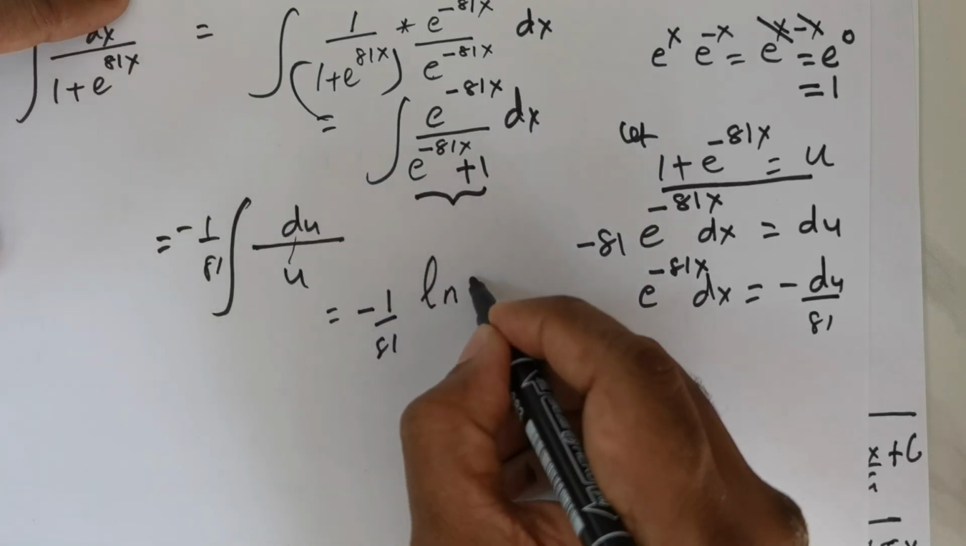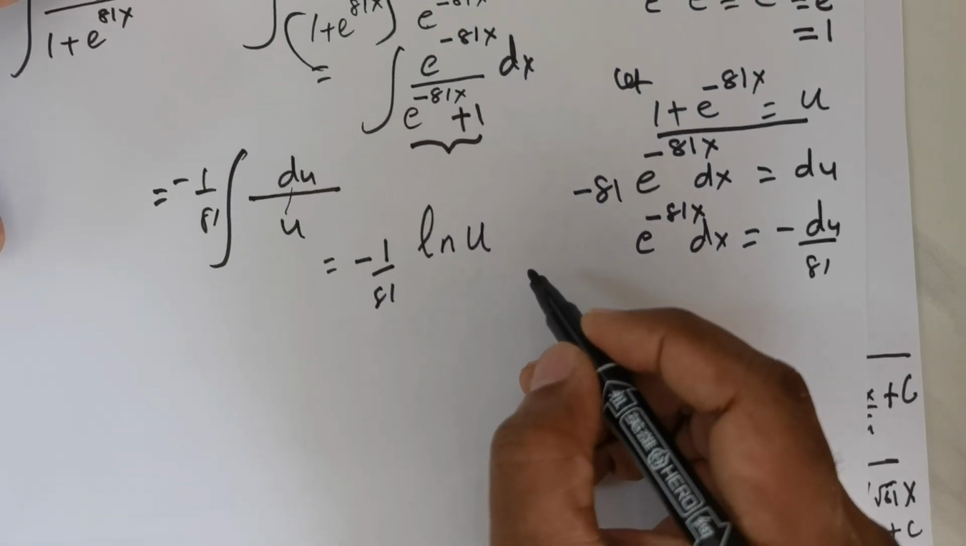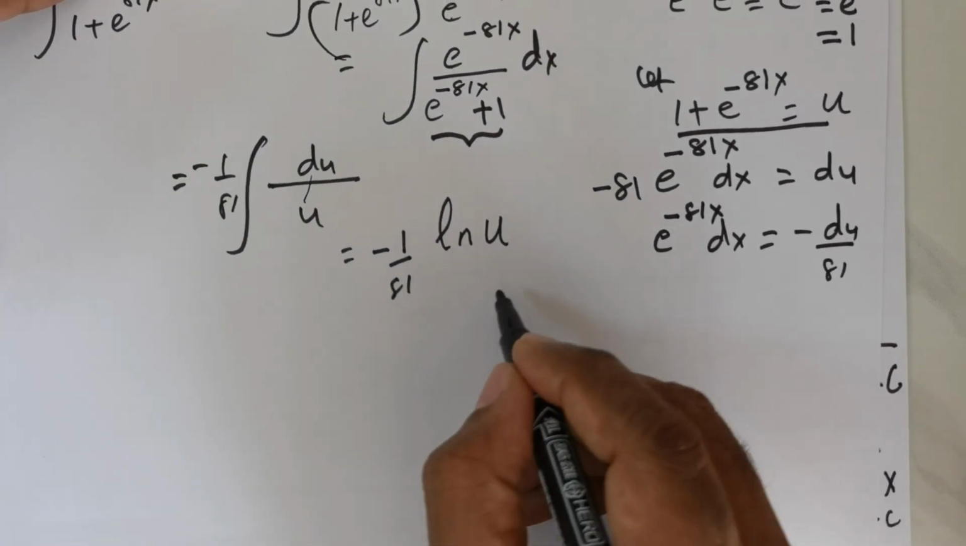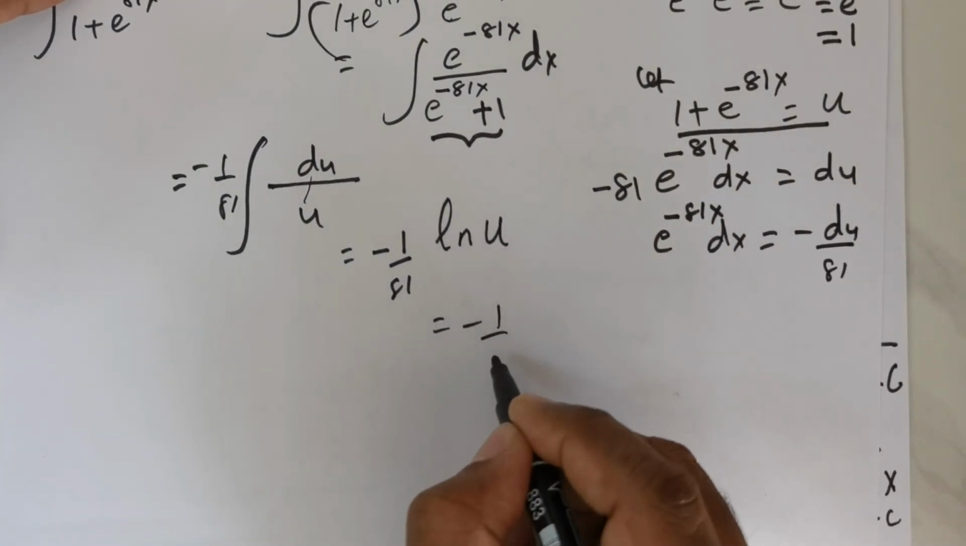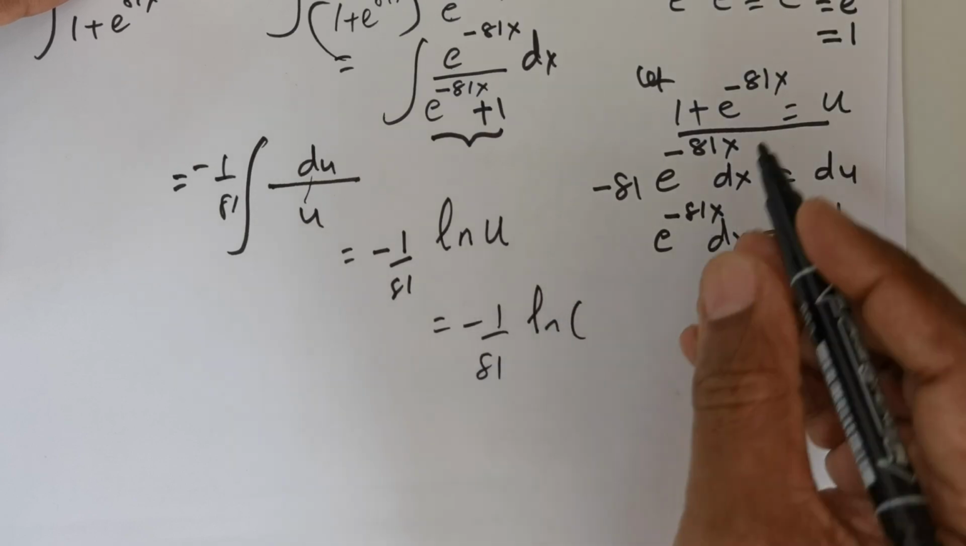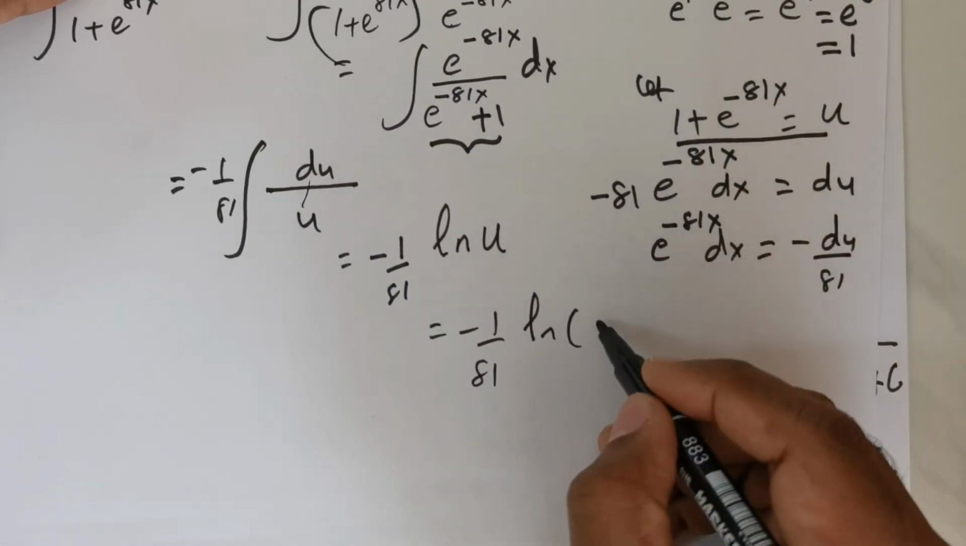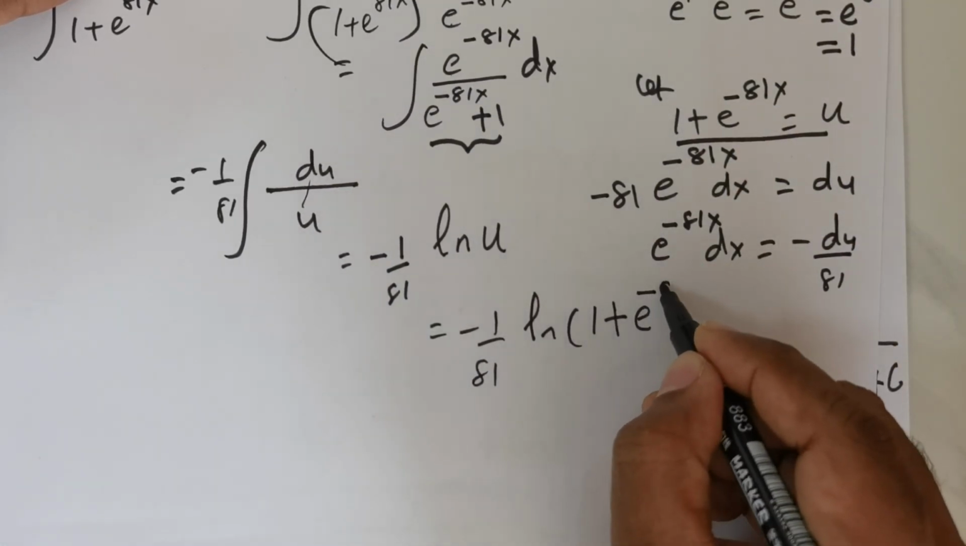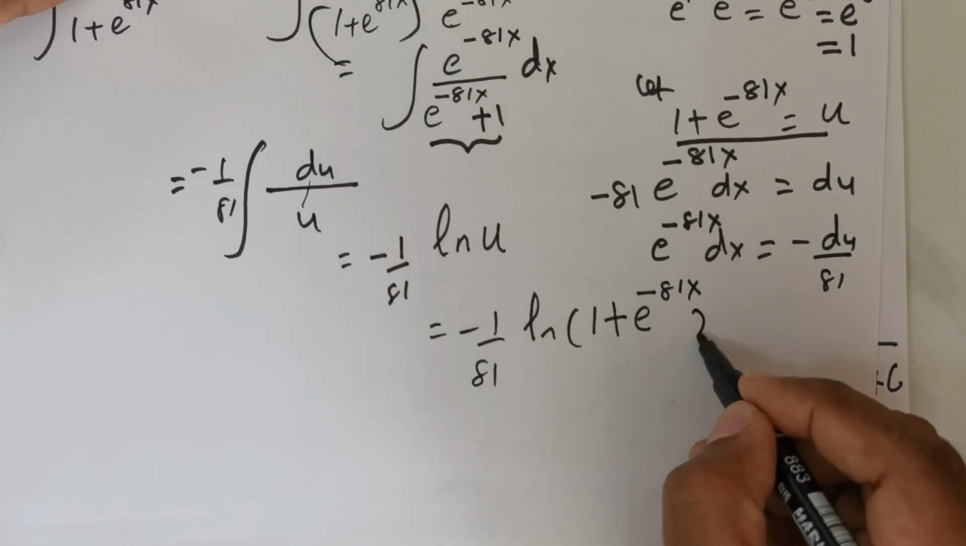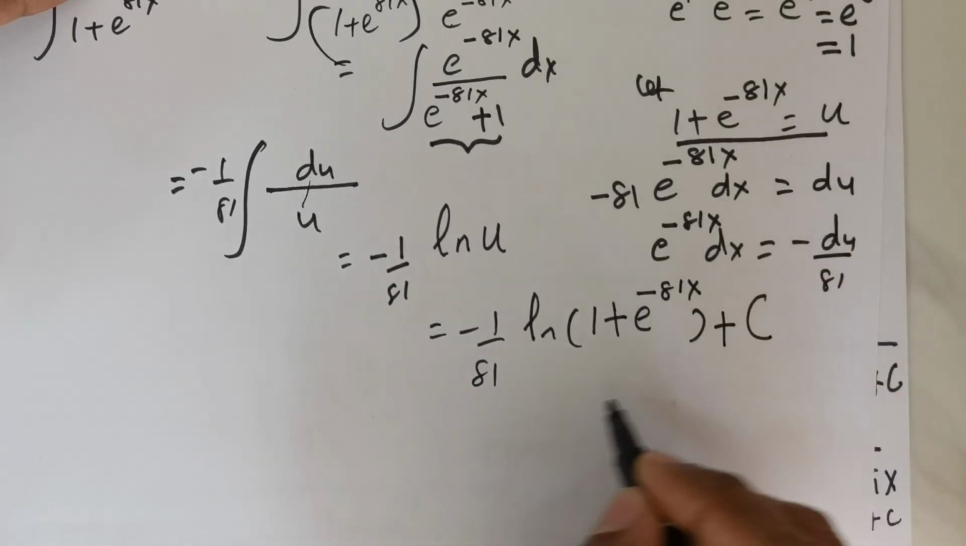This has to be written as ln u. Do not write log, write it as ln. Now u, what is u? This is nothing but negative 1 over 81 times ln of, in place of u, you substitute this value, 1 plus e raised to the power of negative 81 times x, plus an arbitrary constant.